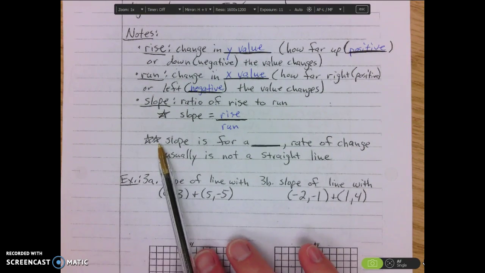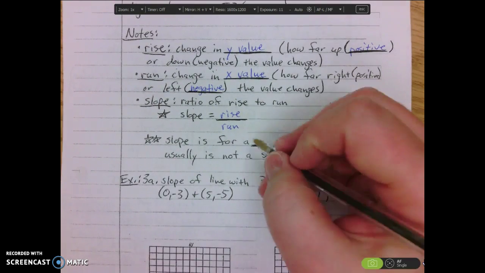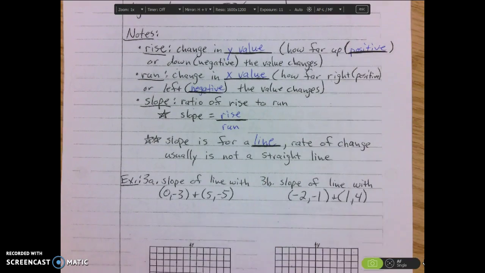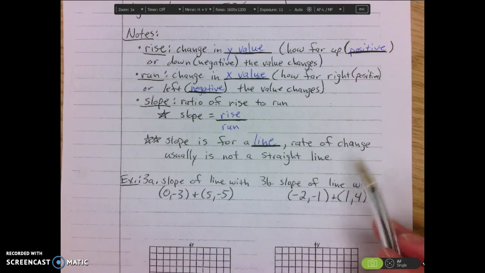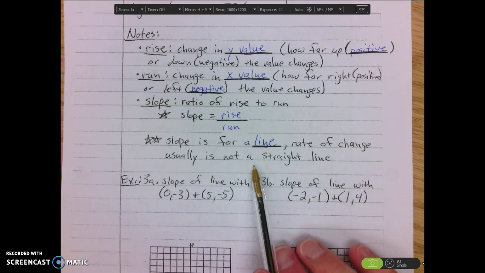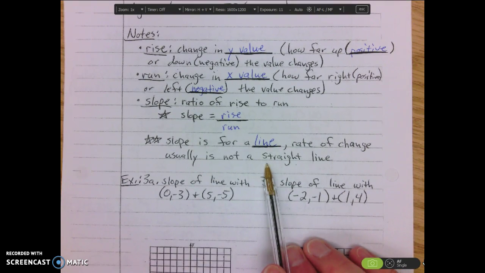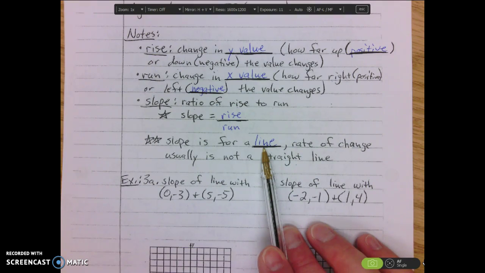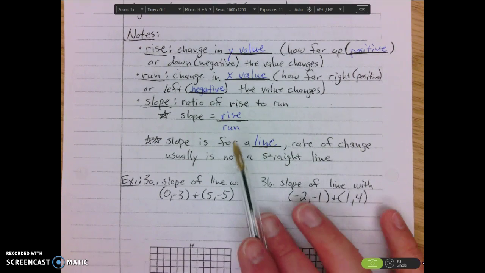But first I want to point out, slope is for a line. Slope is for a straight line. Rate of change usually is not for a straight line. Rate of change is usually for story problems in which it varies, kind of like the last problem you saw. But if it's a line where we're doing y equals mx plus b, or we have an x and a y in our equation, that's going to make a line. Like we've been talking about linear equations, we're going to use the slope as rise over run.